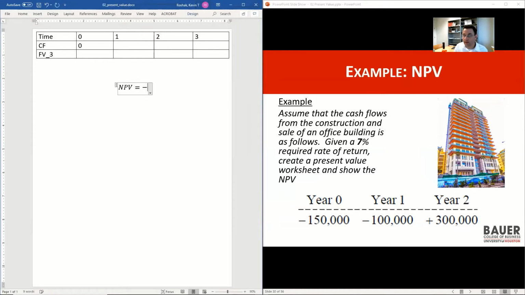We know that the NPV is going to be that negative $150,000 at time 0, plus a negative $100,000 at time 1, discounted at 7%. And then finally, we have the good cash flow, $300,000 at time 2, again discounted at 7%.